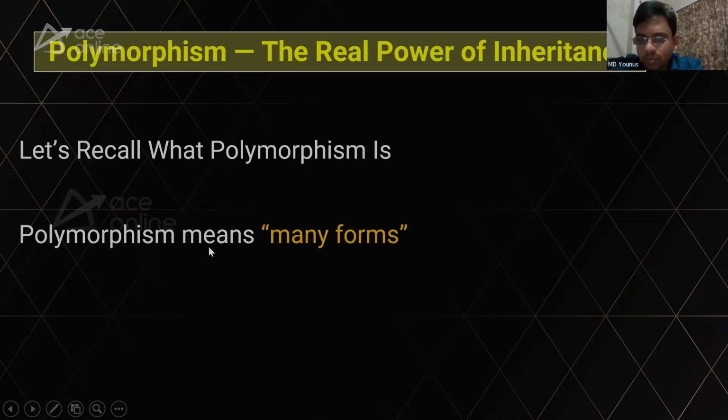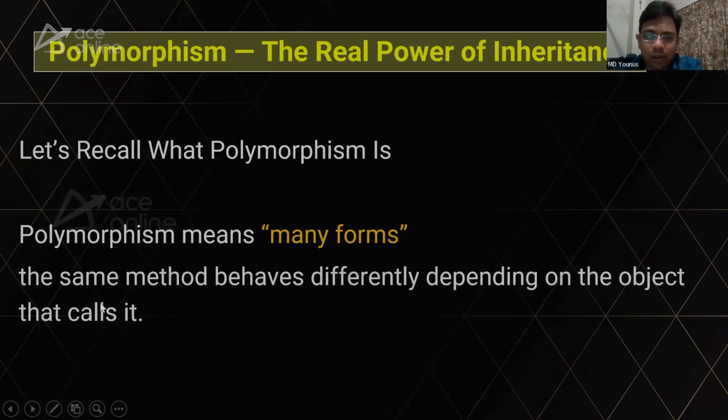So we know polymorphism is a Greek word. Poly means many and morphism means forms. And we know that it is the same method behavior, but different behavior depending on the object that calls it. There are different ways you can implement polymorphism. One way we have already implemented is called compile time polymorphism, which is also called early binding or static polymorphism, or method overloading, where in the same class, we can have multiple methods with the same name but different signatures.